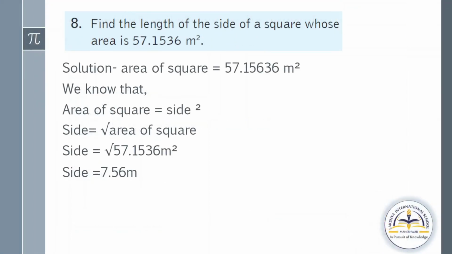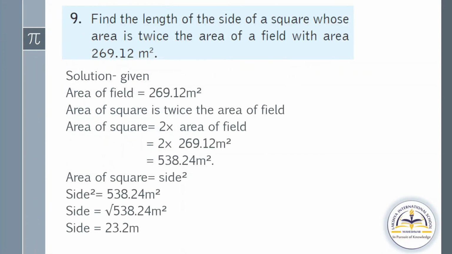Okay. Now find the length of the side of a square whose area is 57.1536 meter square. The area of the square is given. We know that area of square equals side square. So side equals root of the area. The side equals root 57.1536. So when you solve this, you will get your answer 7.56. Now question number 9. In the same manner you have to solve this question.